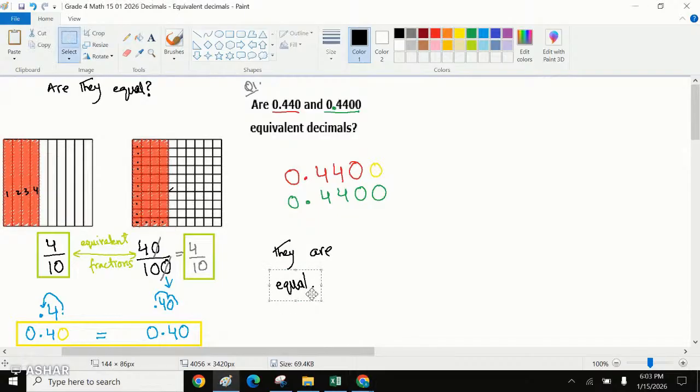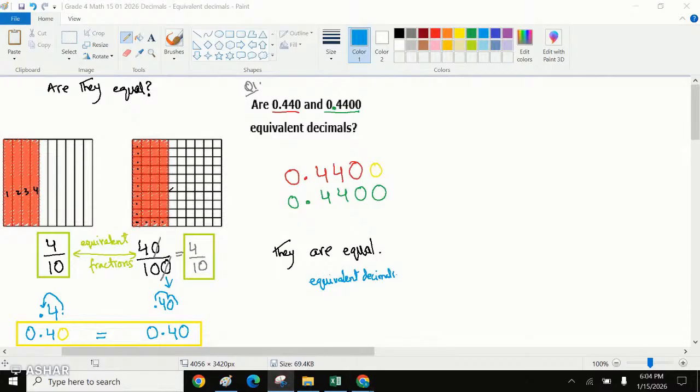We can say they are equivalent decimals, or we can simply say they are equivalent numbers, or we can say they are equivalent decimal numbers. Let's go to the next question.